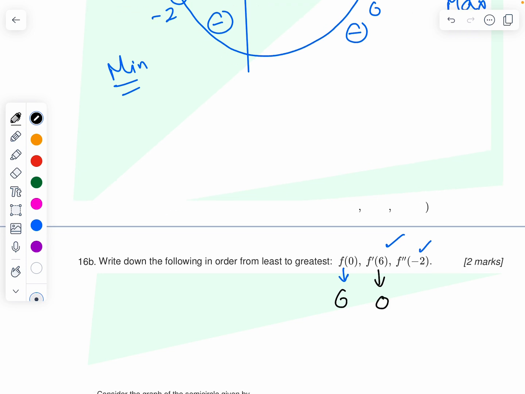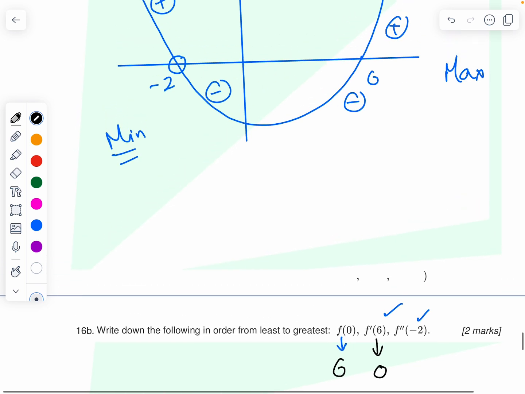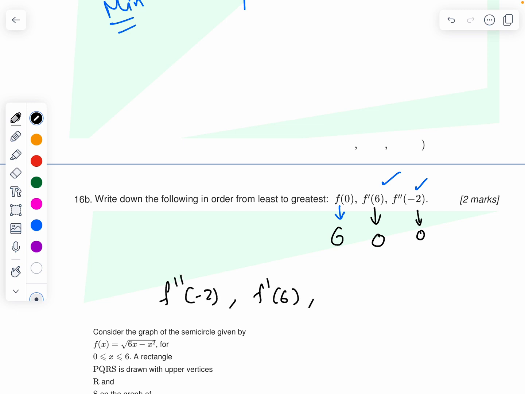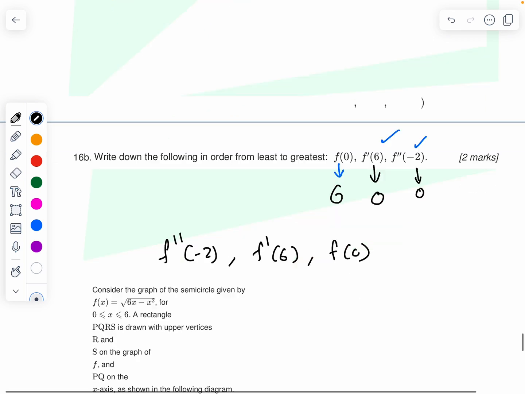Then f double prime of minus 2. Now f double prime of minus 2. So therefore again f double prime of minus 2 is also, because f prime is 0. So therefore it is a maximum point. Now f double prime is also going to be nothing but 0 itself only. So therefore what is the order? F double prime minus 2, then f prime 6 and f of 0. That's going to be the answer.